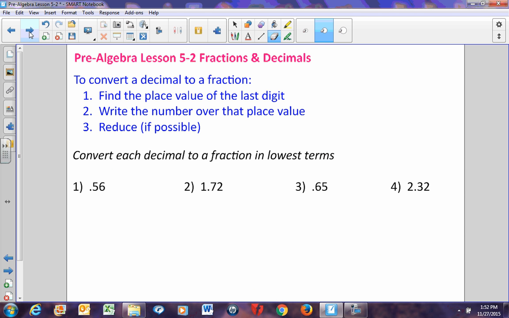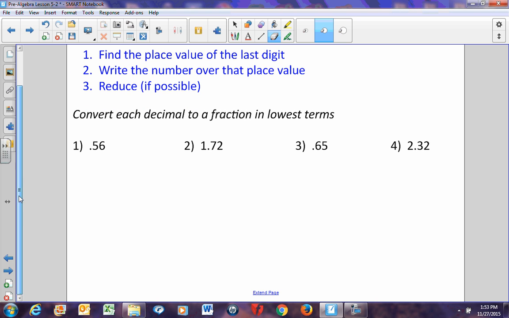To convert a decimal to a fraction actually is a little bit easier, unless it's a repeating decimal. You find the place value of the last digit, write the number over that place value, and then reduce the fraction if necessary. For example, 0.56. The 6 happens to be in the hundredths place. Okay, this is in the hundredths. So this becomes 56 hundredths.